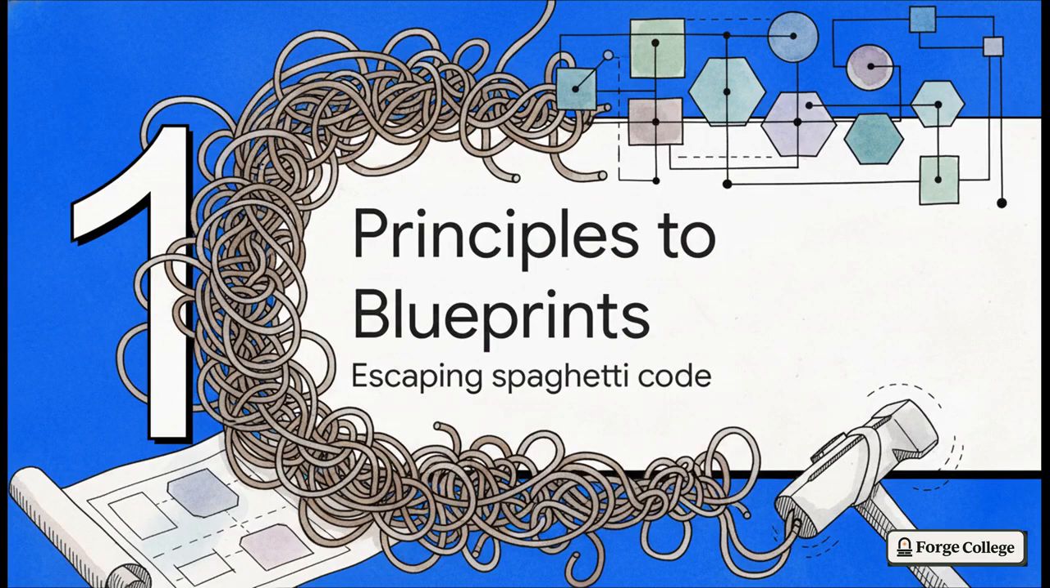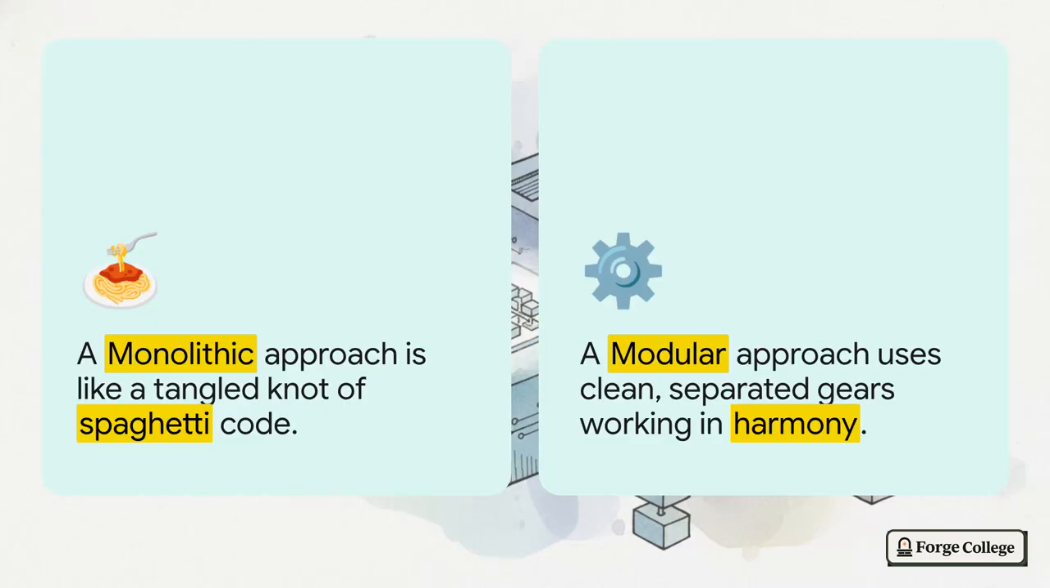Section 1. From Principles to Blueprints, Escaping the Spaghetti Code. Notice the stark contrast here. On one side, you've got the monolithic approach. Think of it like carrying around this 100-pound multi-tool in your pocket just because you need a tiny screwdriver. It's just a messy, tangled knot of spaghetti code.